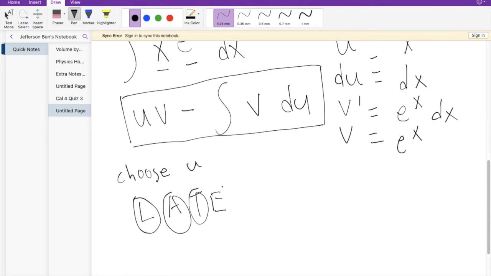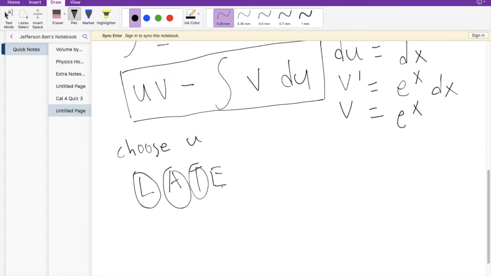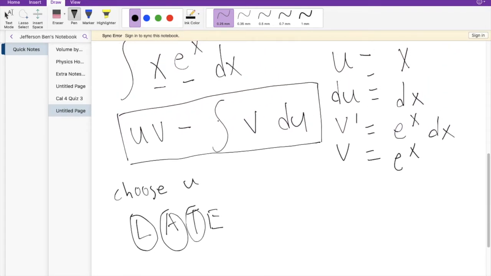After that, you can just use the formula. You have v and du, so you can put uv equals x times e to the power x. The integral will be, okay, I recommend you write it like this: the integral of x e to the x dx equals uv. uv is x times e to the x, minus the integral of v, which is e to the x, du is dx.